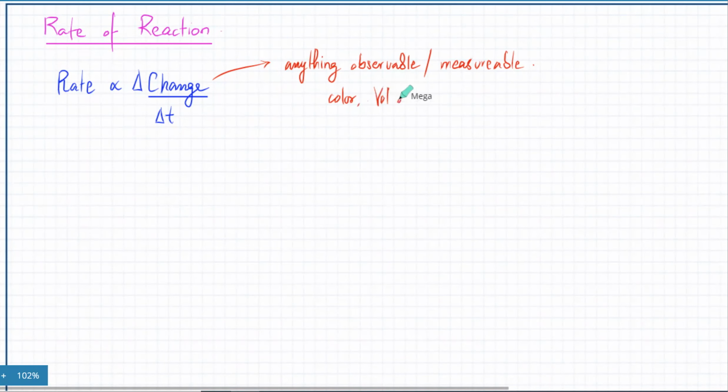It could be a change in the mass of a substance. It could be a change in the pH. You can measure the pH and maybe the pH is changing. So anything that is measurable or observable, you measure that change and you measure it with respect to time. If that change happens very quickly, that's a fast reaction. If it's slow, that's a slow reaction.